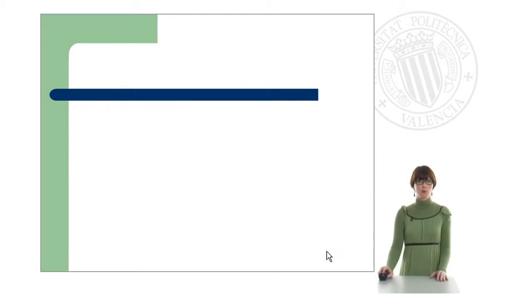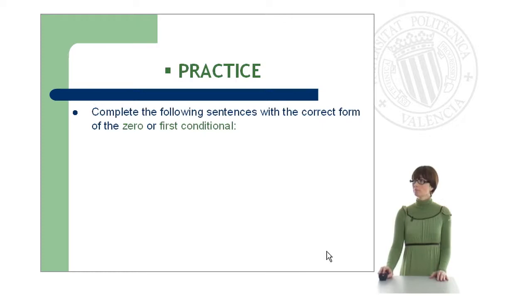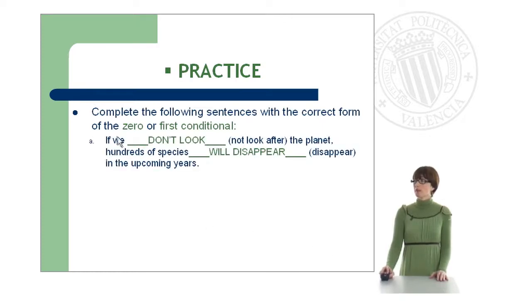And here come the solutions. If we don't look after the planet, hundreds of species will disappear in the upcoming years. In this case, we have an example of conditional type first. So we use the present simple, don't look, and the future in the result clause, will disappear.